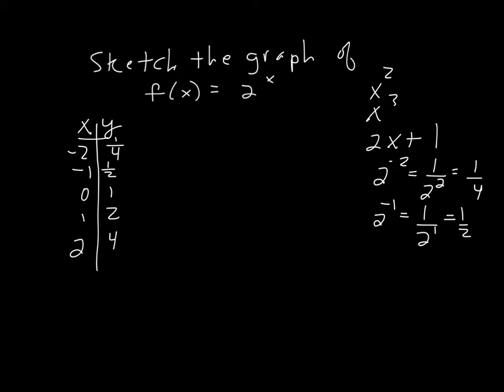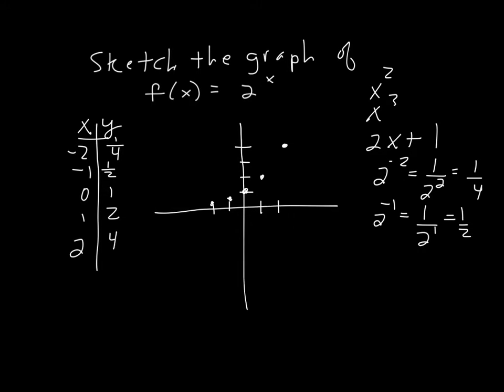Well, that ought to give us a pretty good idea what the graph looks like, so the next thing we would do is just sketch a little graph. So we're going to go to the left 2, and we're just going to go up 1/4, which is probably right about somewhere in there. Then we're going to go to the left 1 and up 1/2. Then we're going to go 0, 1, then 1, 2, then 2, 4.